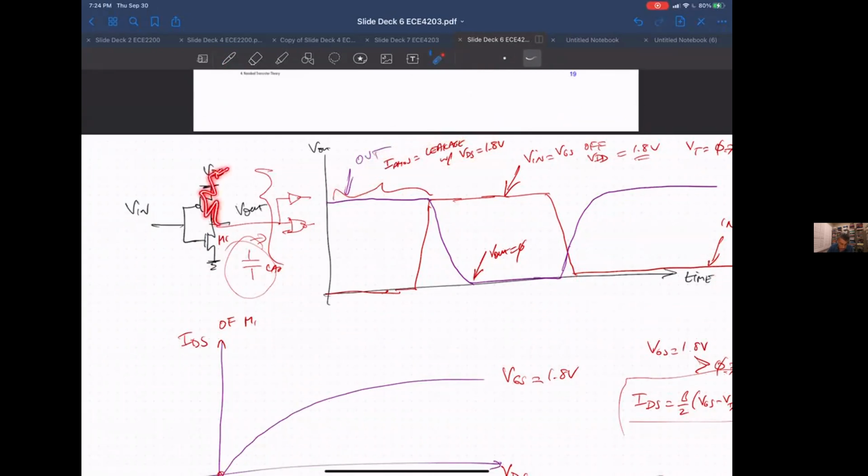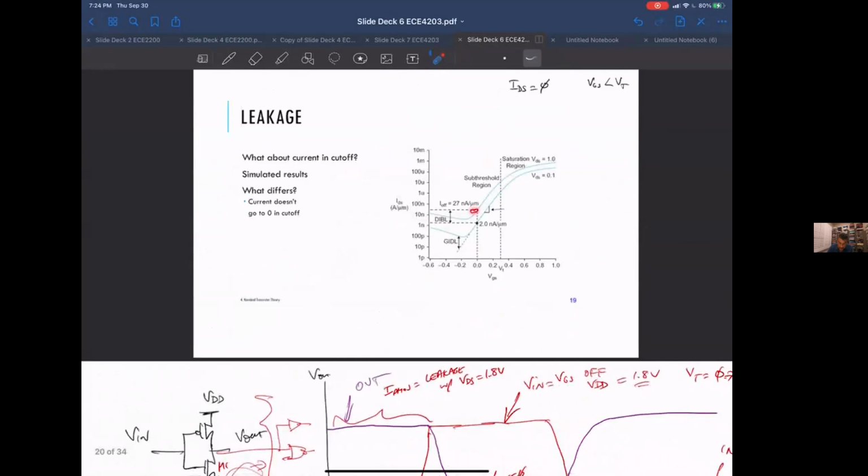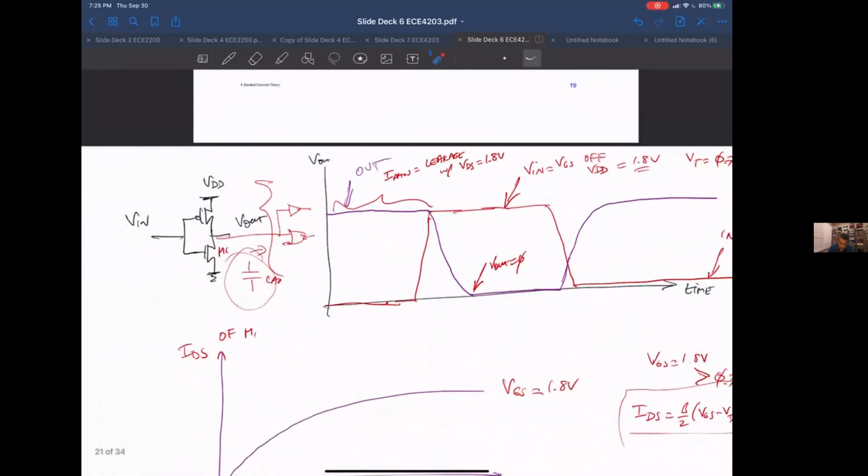The PMOS will be on, but we'll have a very low or 0 drain source voltage. The NMOS will be off. You expect it not to have any current, but it'll have a leakage current with a large VDS and a VGS of 0. And so it'll have a current going through. So this will be I, NMOS leakage current. Okay, so that's what happened.